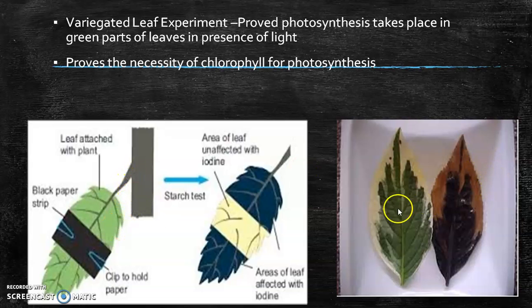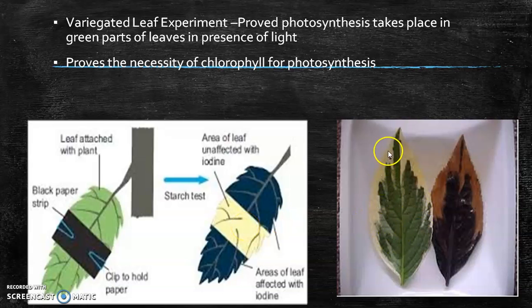Take a variegated leaf or a normal leaf, and in a normal leaf you can cover a little portion of the leaf with black paper along with a clip. After some time you can test for the presence of starch with iodine solution. The iodine will turn the starch blue in color when added. Here you can observe that only in the green parts the starch is converted into a blue or black region, whereas the covered portion does not have chlorophyll for photosynthesis, so it does not turn blue or black in color.